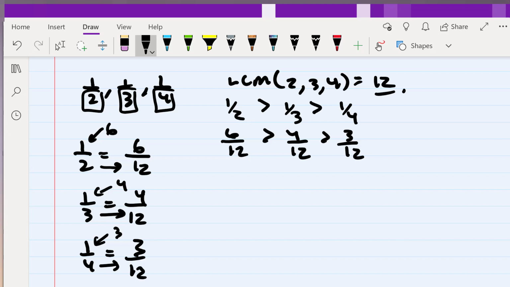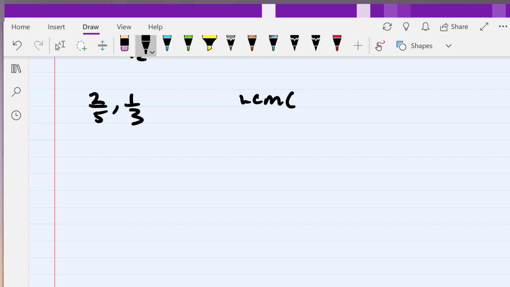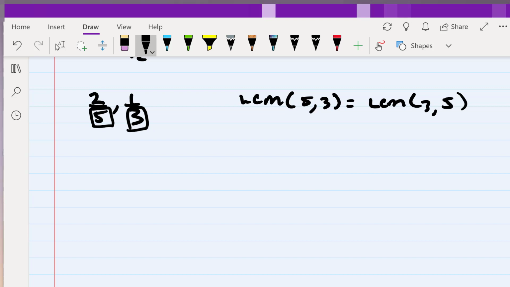Let's look at another problem. For example, I wanted to compare 2/5 and 1/3. Again, what we need to do is find the lowest common multiple of the denominators, 5 and 3. Or in other words, we need to find a number in which both 3 and 5 go into. So it's 15.